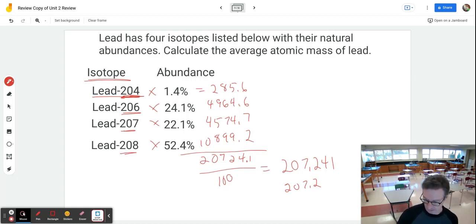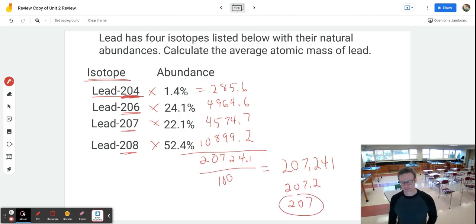Technically, though, I would round, since these all had 3 digits, I would round it to 207 for the proper sig figs. But again, if you gave me any one of those answers, I'd be pretty happy about that.